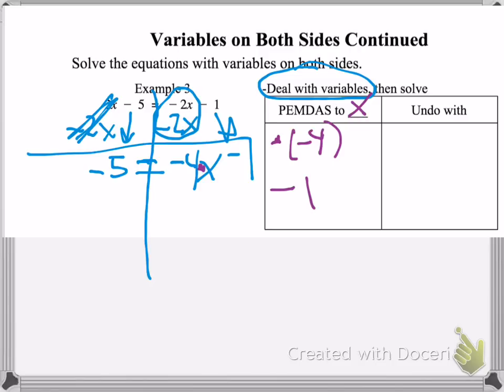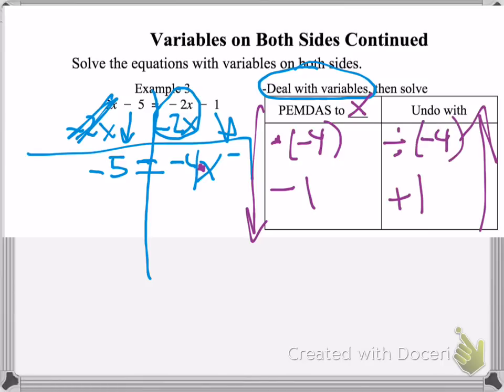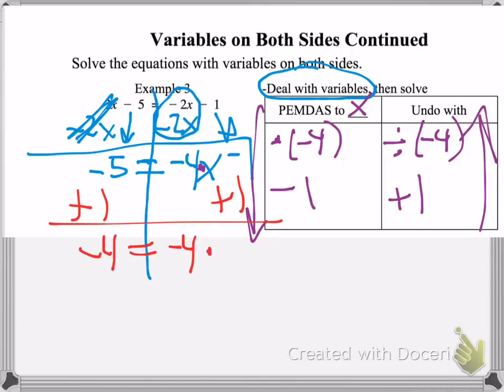And we're going to undo that by going the opposite way. So instead of doing minus 1, we're going to undo that with plus 1, and then we're going to divide by negative 4. So let me change the color. So we're going to do plus 1 on the left, or the right, plus 1 on the left. I did it to both sides. Negative 5 plus 1 is negative 4. And then we're left with negative 4 times x.